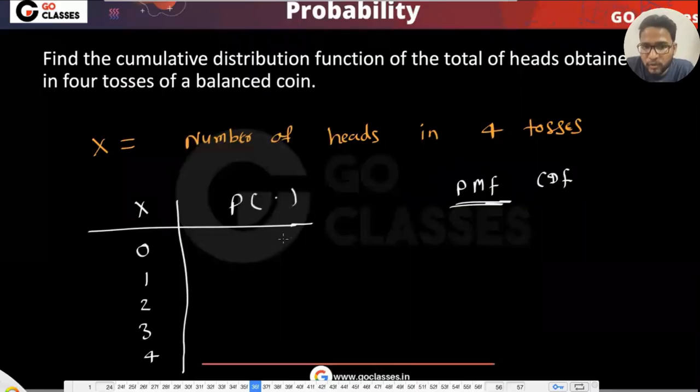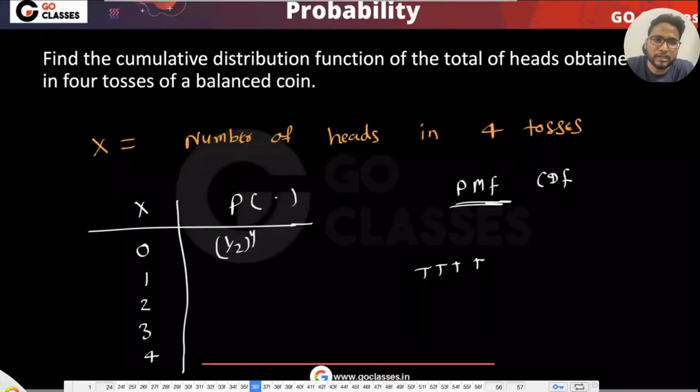To get 0 heads, what is the probability that you get 0 heads? This is only one case, which is all tails. So what is the probability of this? I think 1 by 2 power 4. Now you get 1 head. What is the probability that out of 4 tosses you get 1 head?